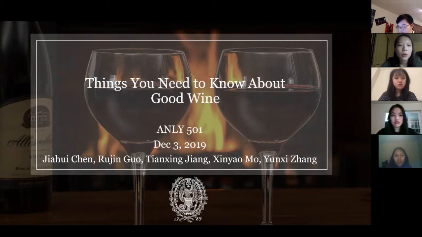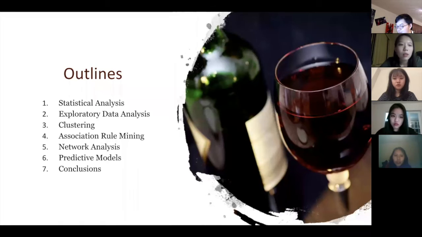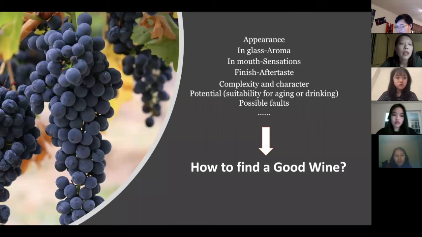Today we are going to show you our data analysis results and the things you need to know about a good wine. Our content mainly covers 7 parts: statistical analysis, exploratory data analysis, clustering, association rule mining, network analysis, predictive models, and conclusions. So first, let me introduce some background information.